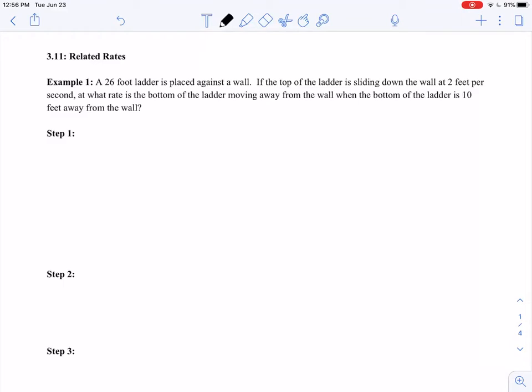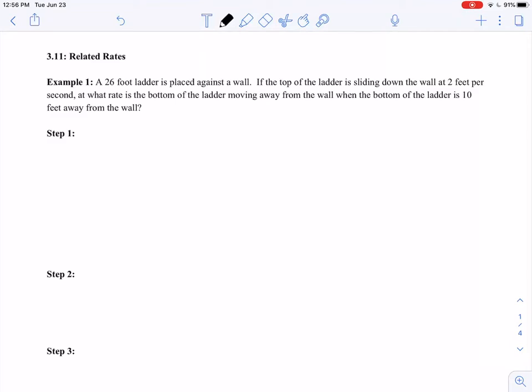So let's just jump right in. We're going to start with example 1 here. This is a classic problem. You'll probably see it in every calculus textbook. It says a 26-foot ladder is placed against a wall. If the top of the ladder is sliding down the wall at 2 feet per second, at what rate is the bottom of the ladder moving away from the wall when the bottom of the ladder is 10 feet away from the wall? So step 1, they're giving us a lot of information.